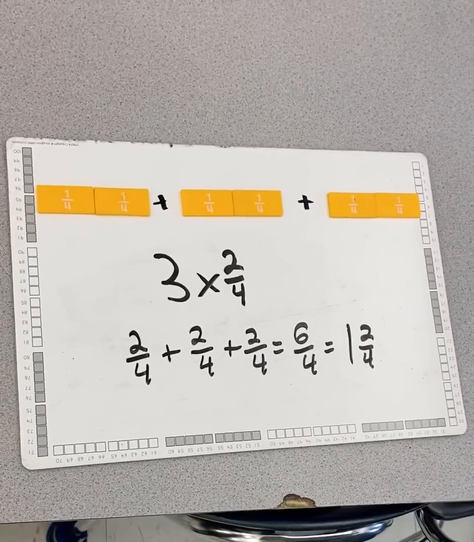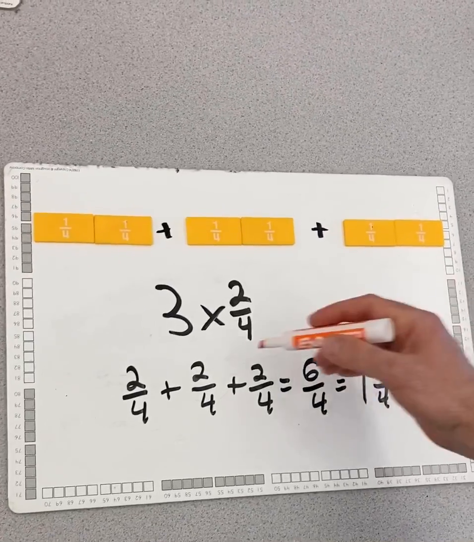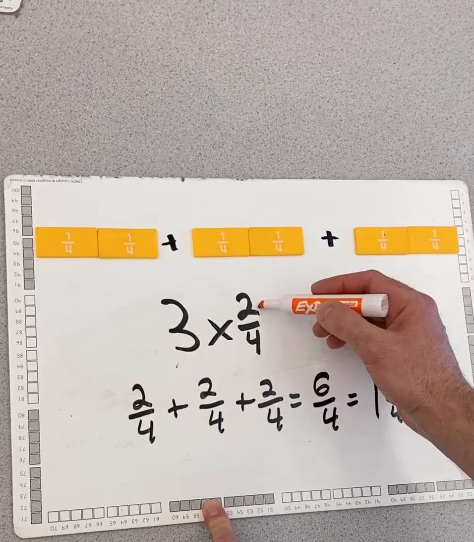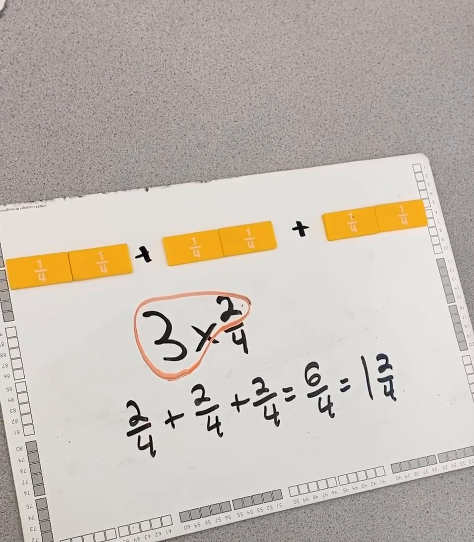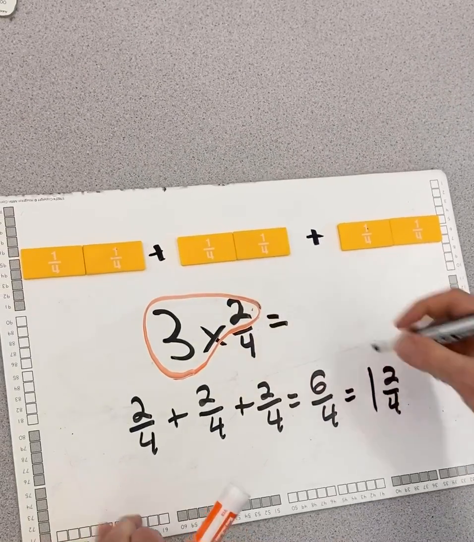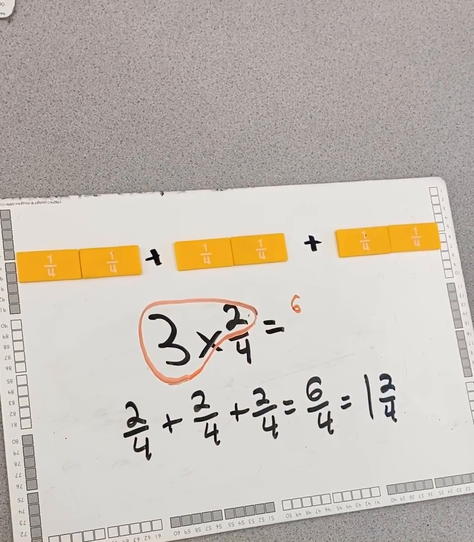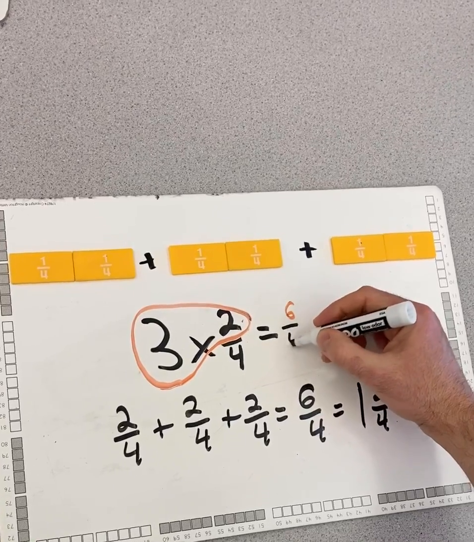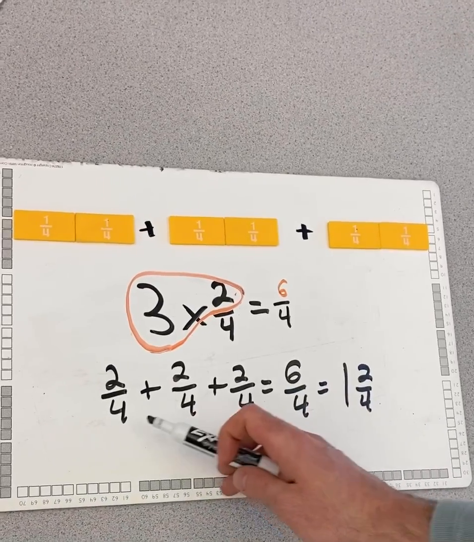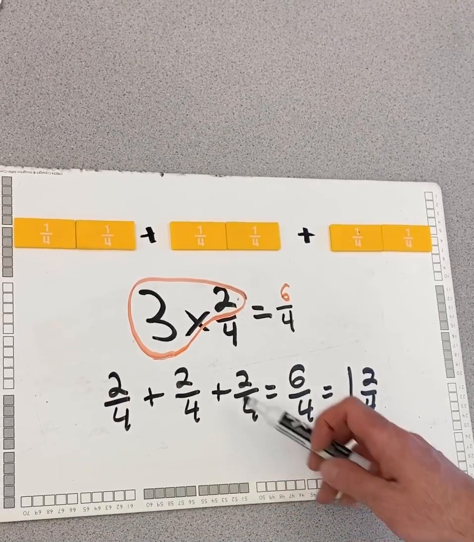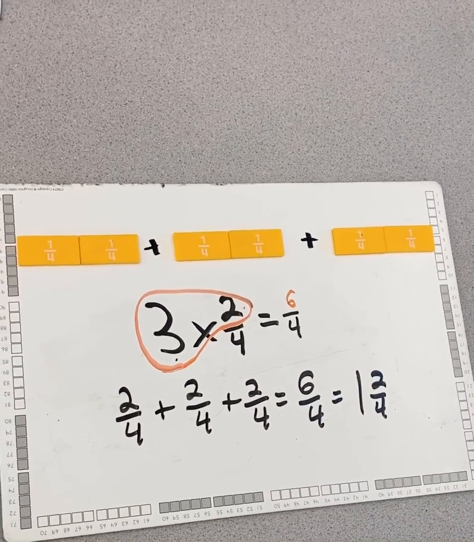Now, you may notice that when we are multiplying a whole number times fractions, if we multiply the whole number times the numerator, we would get 6. The denominator stays the same, so we get 6/4. So we have 2 different strategies. We can do repeated addition, or you can multiply the whole number times the numerator, and the denominator stays the same. Let's try one more.